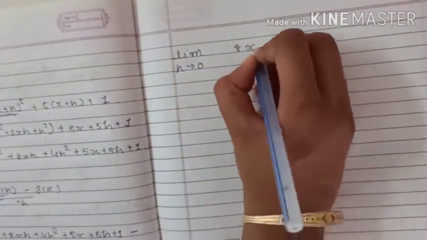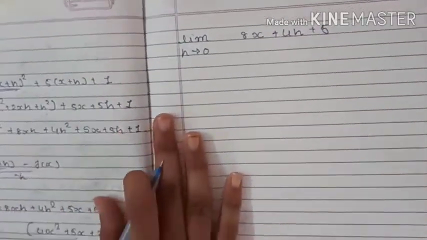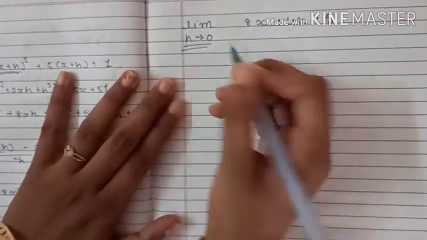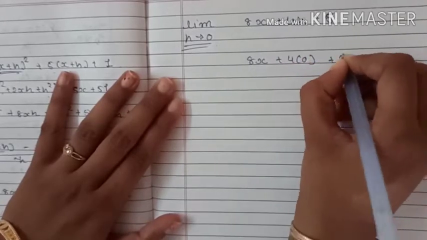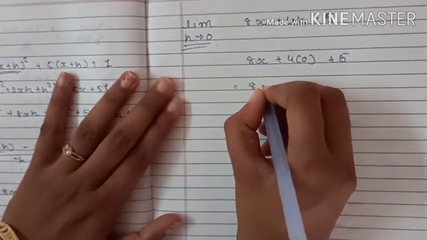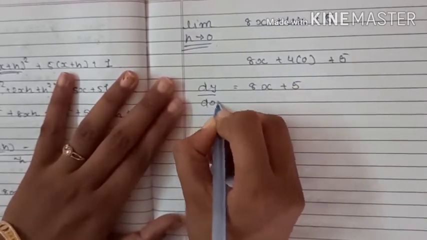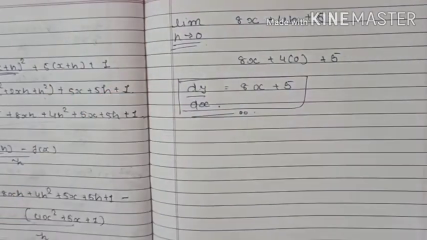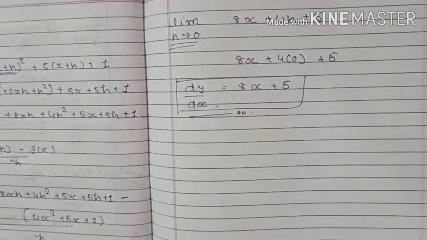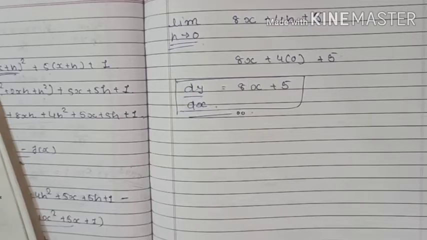We get 8x plus 4h plus 5. We are putting h is equal to 0. So 8x plus 4 times 0 plus 5. We get 8x plus 5. So dy by dx is equal to 8x plus 5. Got it? The rest of them, 3x square and 5x minus 9, you have to do in your homework, right?